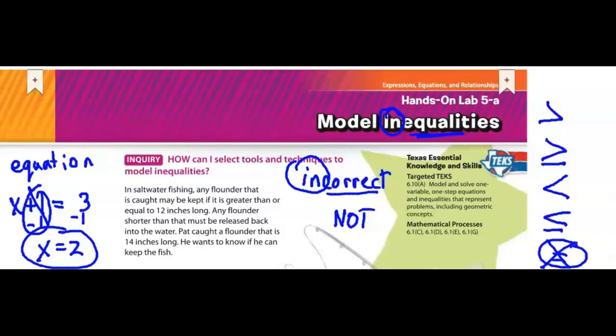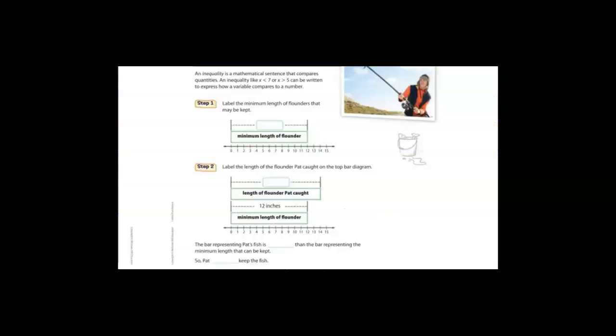Okay, so let's go ahead and look at this situation in which we're going to encounter an inequality. In saltwater fishing, any flounder that is caught may be kept if it is greater than or equal to 12 inches long. Any flounder shorter than that must be released back into the water. Pat caught a flounder that is 14 inches long, and he wants to know if he can keep the fish. So we're going to have to compare those two quantities, and we'll do that with the hands-on activity below.